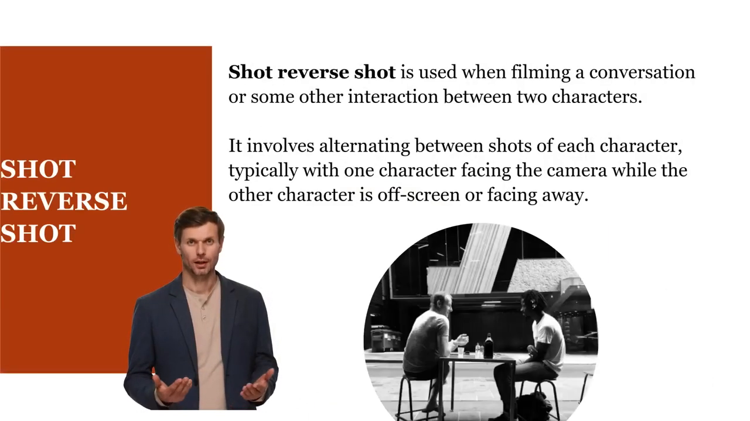Shot reverse shot is a video editing technique used when filming a conversation or some other interaction between two characters. It involves alternating between shots of each character, typically with one character facing the camera while the other character is off-screen or facing away. The scene continues to alternate between shots of the two characters as the conversation or interaction progresses.